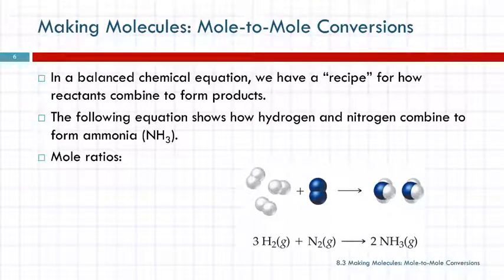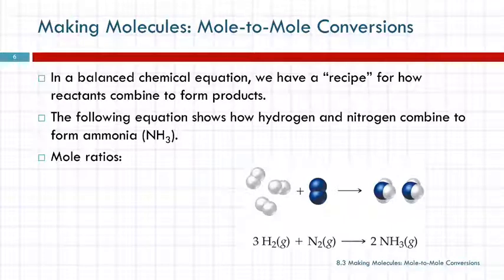So in a balanced chemical equation, we have a recipe for how to make the products. So we're going to look at this simple one. Hydrogen and nitrogen react to form ammonia. What type of reaction is this? Synthesis or combination, because we've got two reactants in one product, ammonia.